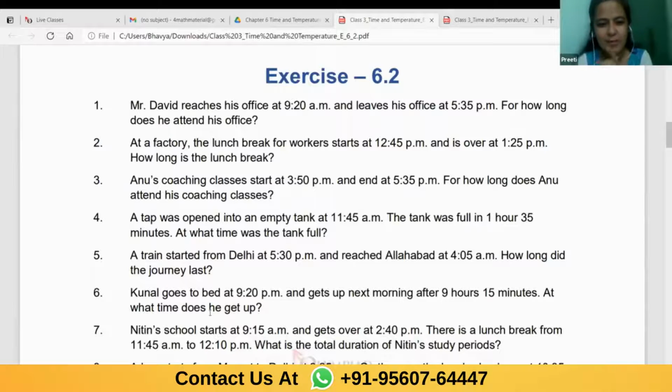Okay Daksh, next question says, Kunal goes to bed at 9:20 p.m. and gets up next morning after 9 hours. First, tell me, what will be the time after 9 hours? If right now it is 9:20 p.m., what is the time after 9 hours? 10:20, 11:20, 12:20, 1:20, 2:20, 3:20, 4:20, 5:20, 6:20. Excellent. And in 6:20, Daksh, add 15 minutes. So what will be the time? 6:35.